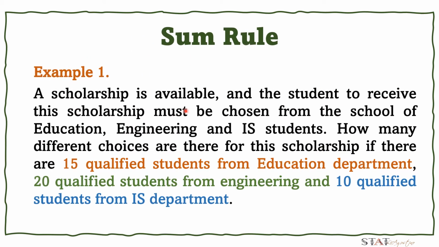A scholarship is available, and the student to receive the scholarship must be chosen from the School of Education, Engineering, and IS students. How many different choices are there for the scholarship if there are 15 qualified students from the Education Department, 20 qualified students from Engineering, and 10 qualified students from the IS Department? So we have 15 plus 20 plus 10 ways to choose whom to award this scholarship. So that is the sum rule.